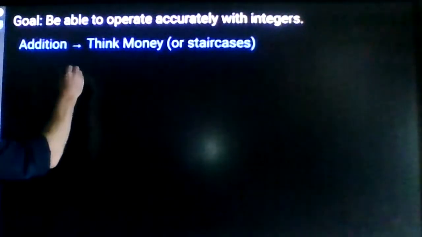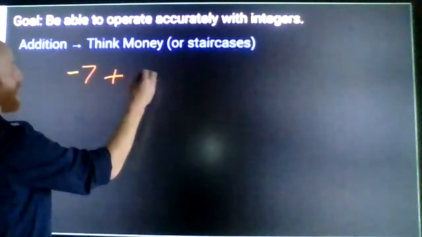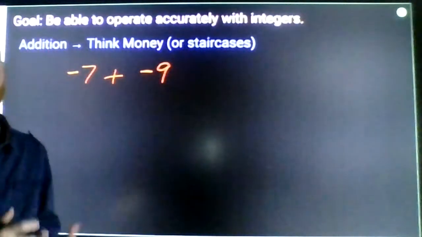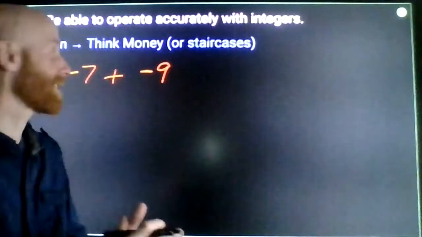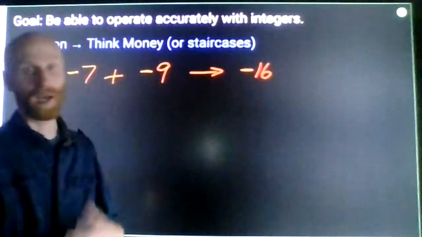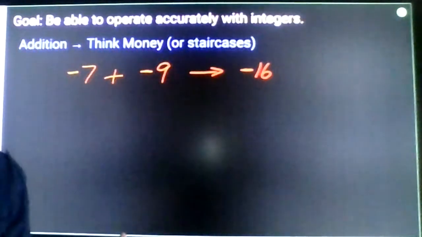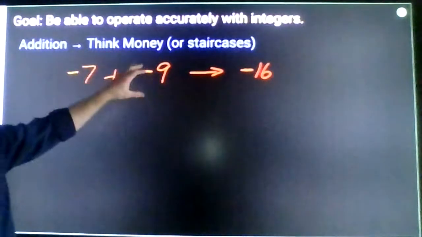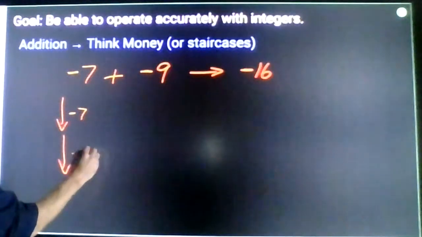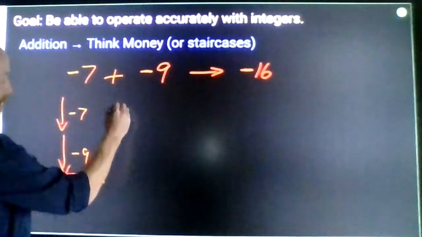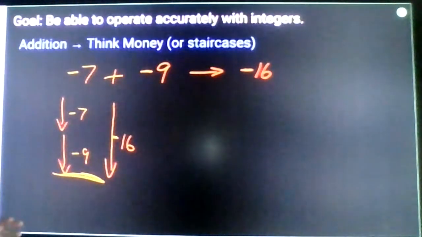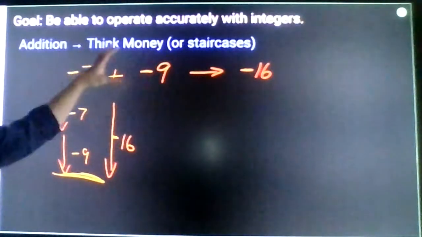Addition. Lose $7 and lose $9. Okay, I lose $7 and I lose $9 more. Should make sense to you that I'm losing a lot of money. I'm losing $16. All right, I lost some, I lost some more, I lost a lot. Okay, I said you could think money or you could think staircases. I'm going down 7 floors and then I'm going down 9 more floors. Altogether, I've gone down 16 floors. Okay, think money, think staircases.